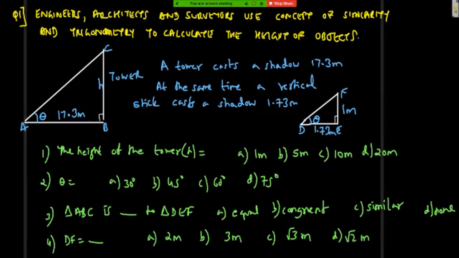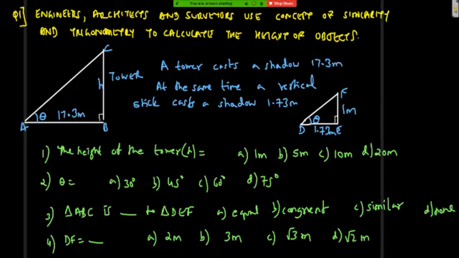The angle of elevation of the sun is a constant, so I can say these 2 angles are equal. By the corollary of AA, we can say these 2 triangles are similar. And if the triangles are similar, what happens? The ratio of sides is going to be equal. That means the sides are in proportion.